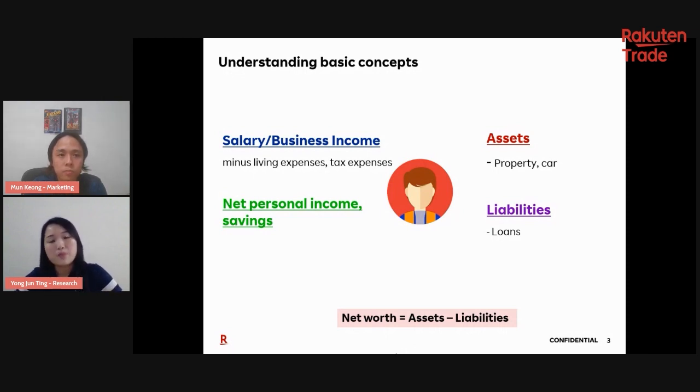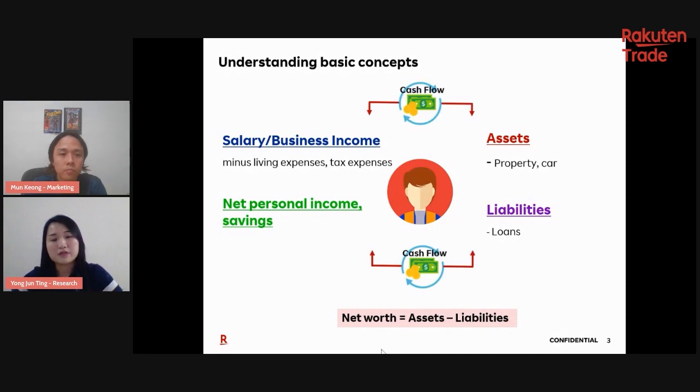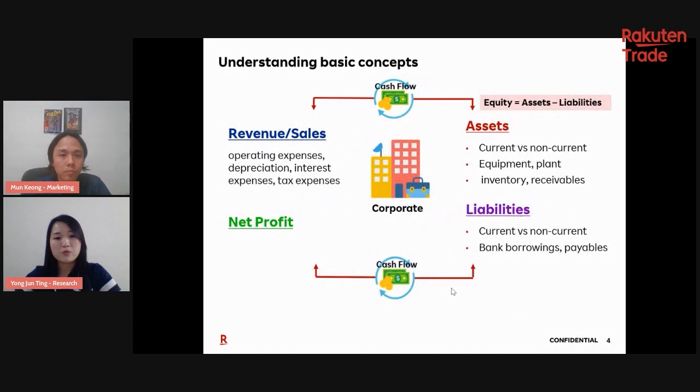But what's most important is the cash flow of this person, because the main intention of a business, the main intention of the financial ecosystem, is to generate a very good stream of cash flow. So let's move into something deeper and wider, which is the corporate perspective.